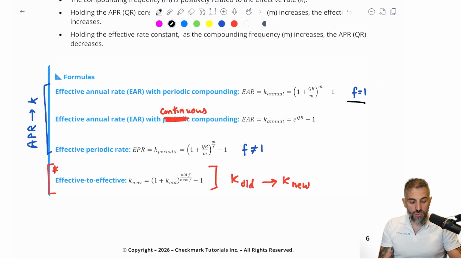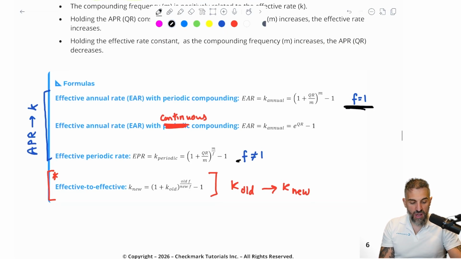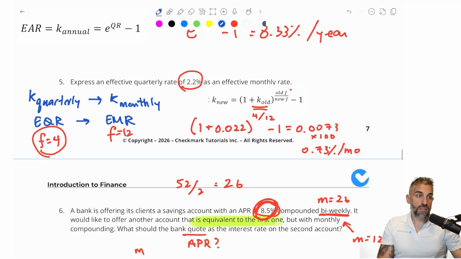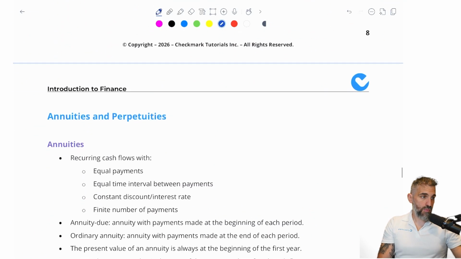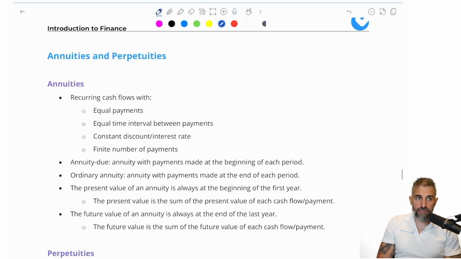And then when to use each formula depends on what they give you in the question. If your F is 1, you can use the first one. If your F is not 1, you can use the third one. If they say continuous compounding, then you use the middle one. So going back and watching that segment of the course, I think is going to be super important. Now, I'm assuming you did that because we're going to move into the next part.